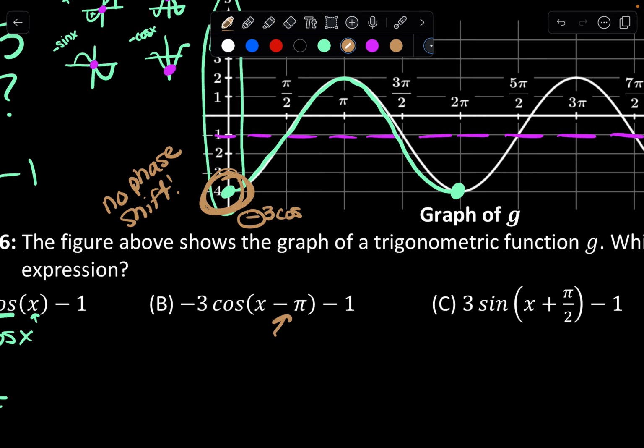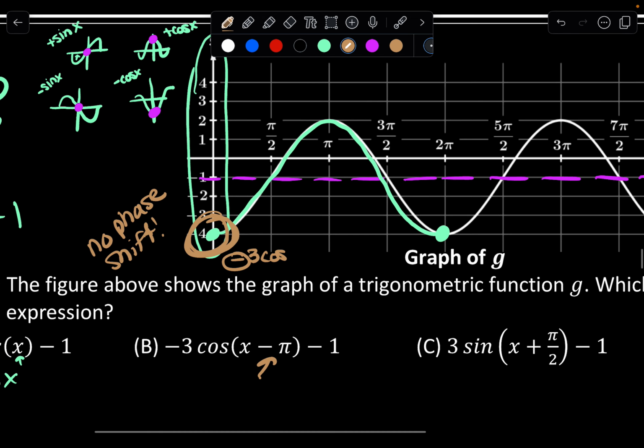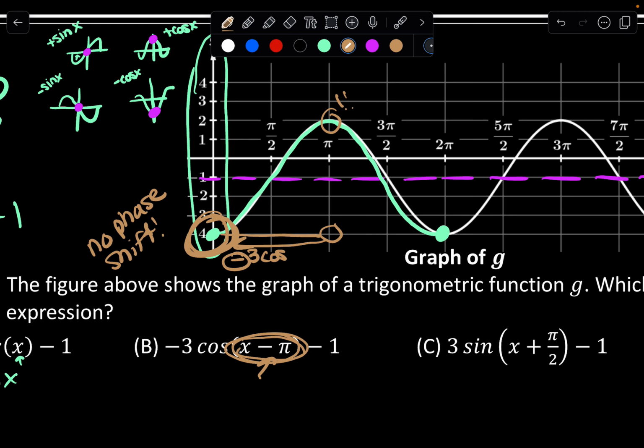But in B, there is one. This is telling me that the minimum was shifted off of the y-axis by pi. So if I go to pi, there's nothing there. There's a maximum, but my minimum was not shifted off of the y-axis. Therefore, that phase shift should not be in there. If this was negative 3 cosine x minus 1, where there was no phase shift, this would work, but that's not the case.